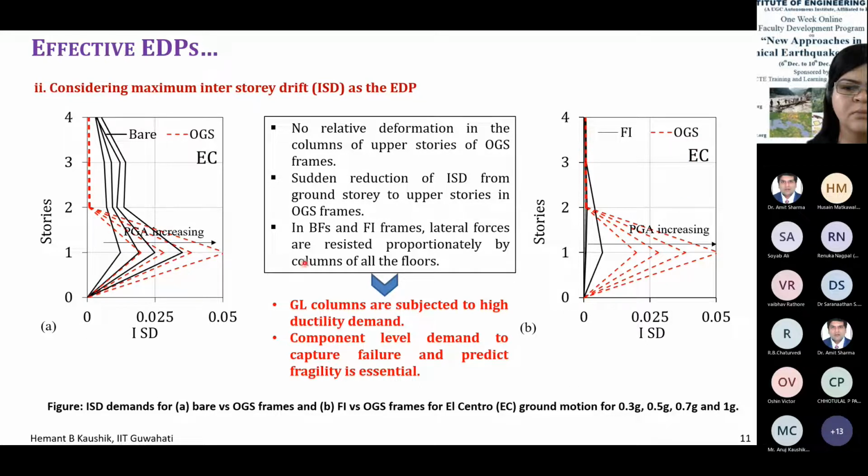So this is only for the El Centro ground motions. So obviously these results show that the ground floor columns are subjected to very high ductility demand. And we need to have this component level demand to capture the failure. Otherwise we'll not be able to capture the failure. We'll not be able to find out the real vulnerability.